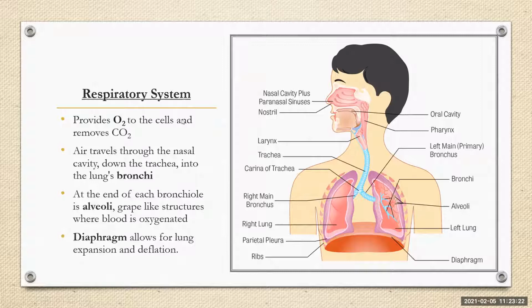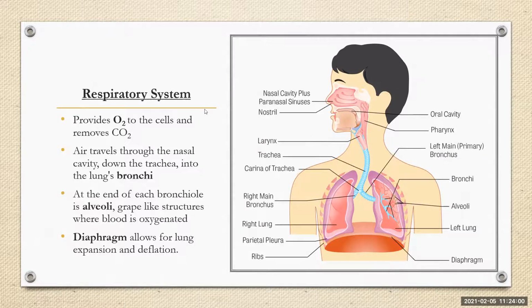So the process of the respiratory system as air moves through it is that air travels through the nasal cavity, down the trachea, and into the lungs' bronchi. And at the end of each bronchiole, you'll have an alveolus, which is kind of like a grape-like structure. And that's where oxygen and carbon dioxide are exchanged with the blood. The way your lungs actually inflate and deflate is not by raising your chest as some people breathe, but it's actually done by your diaphragm, which when it expands, increases the amount of area that your lungs can reach so more air can come in. And then when it flattens, it expels air from your lungs.